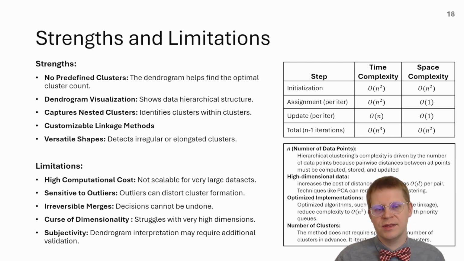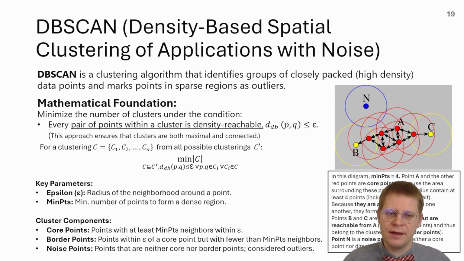You can take a look at the complexity table. The total complexity is cubic, and it makes hierarchical clustering impractical for very large datasets. Well, optimized implementations exist, and they can reduce the complexity for single linkage, but scalability remains a concern for dense or high-dimensional data. Another method is DBSCAN, or density-based spatial clustering of applications with noise.